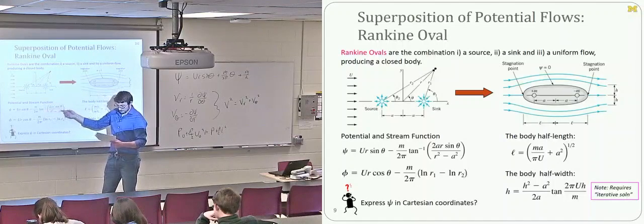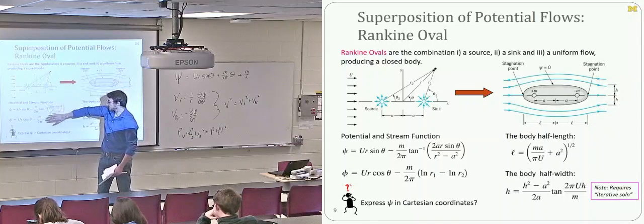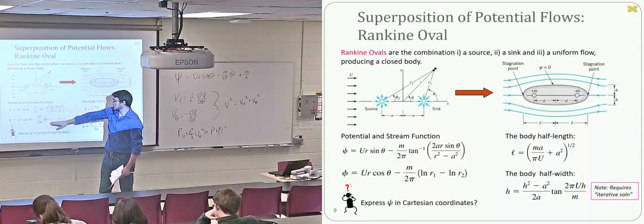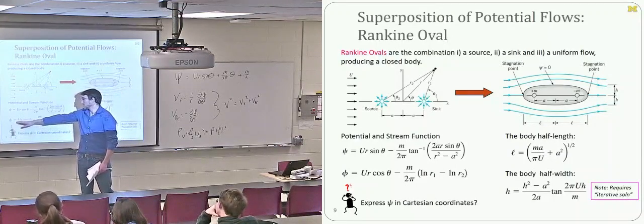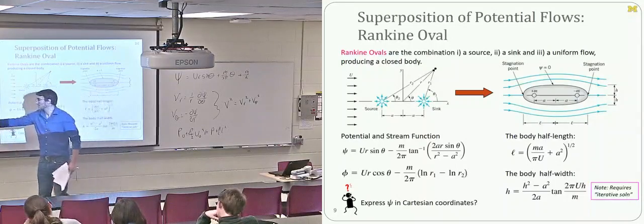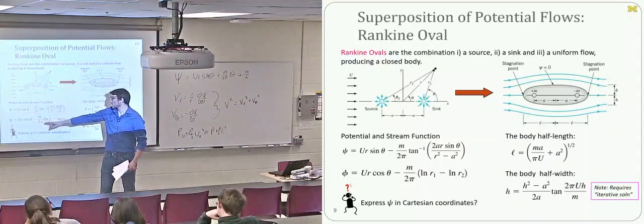This actual expression results from some trigonometric identities, but the potential flow function is a little bit easier to work with. So if we're looking at the potential flow function, again, u r cosine theta, we can see by inspection that's just equal to u x. So this is our uniform flow.